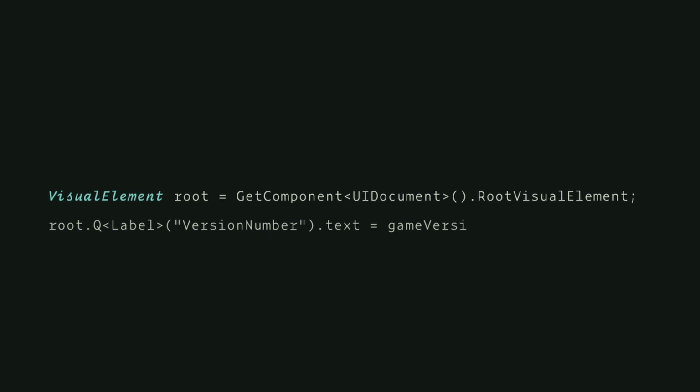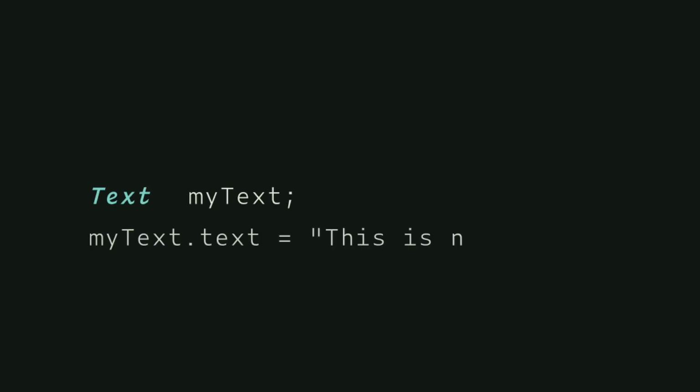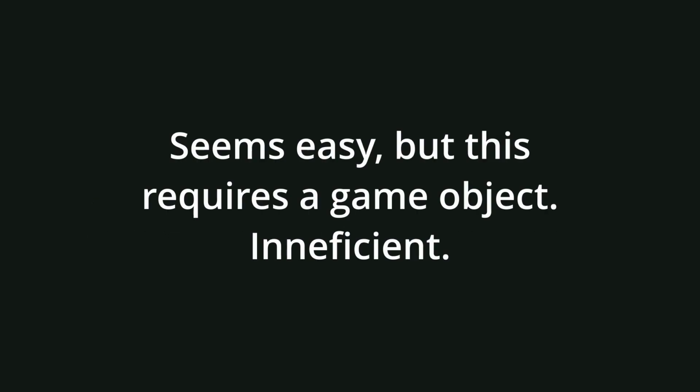So if I want to change the displayed version number of the game, I can just say root.Q<Label>("version number").text equals game version string. This works exactly the same as changing a text component with the old UI system, just instead of getting the component, we query for a label. The old version of this is text.text. Since I can so simply grab an item like this, I can take this further.